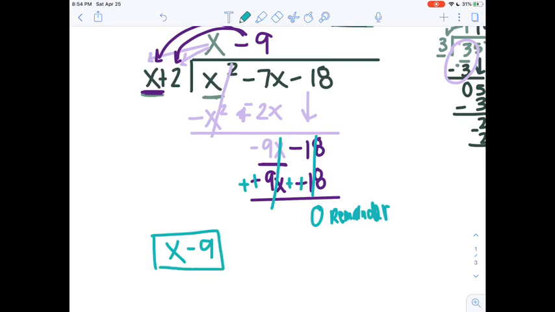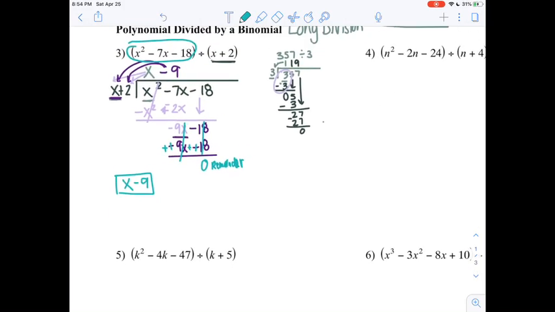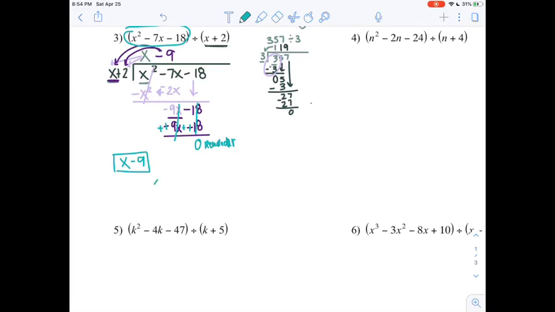What that is saying, what you just did, is you factored this polynomial right here. Right? If I were to factor x squared minus 7x minus 18, that would be x minus 9, x plus 2, right? Negative 9 and positive 2 multiplied to be negative 18 and add to be negative 7. So these are giving me the two factors of that polynomial.